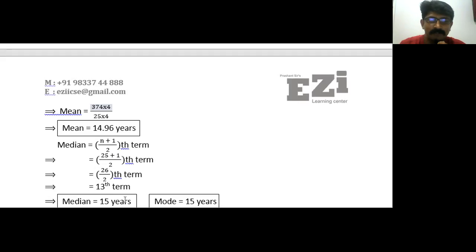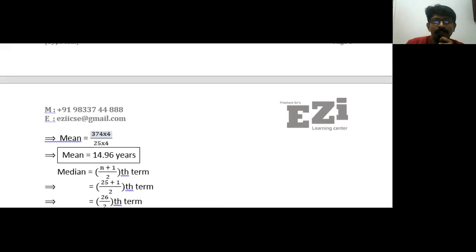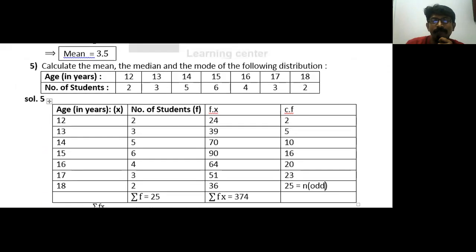And now the last part of the sum. Of course, I'm going to explain to you why I got this median. Just hold on for a moment and I'll tell you why I got this median as 15 years. And now the last part was to calculate the mode. Now we're going to calculate the mode. How are we going to calculate the mode? It was one of the simplest things.